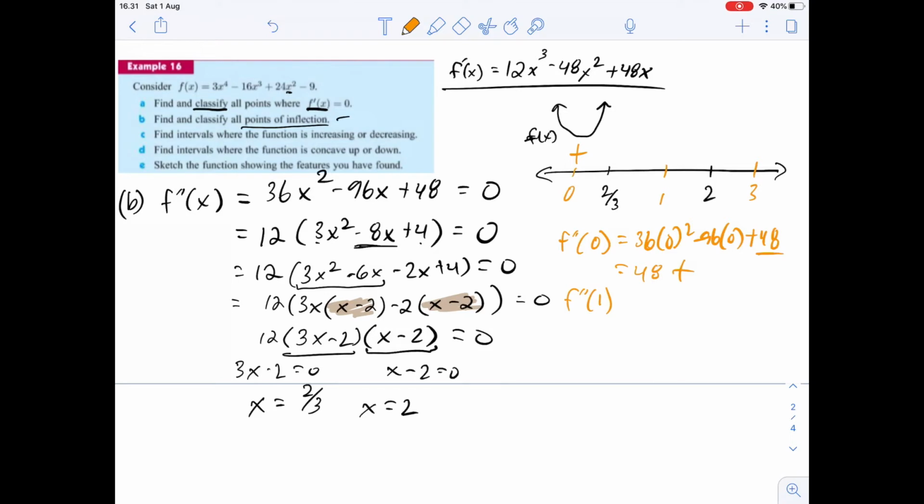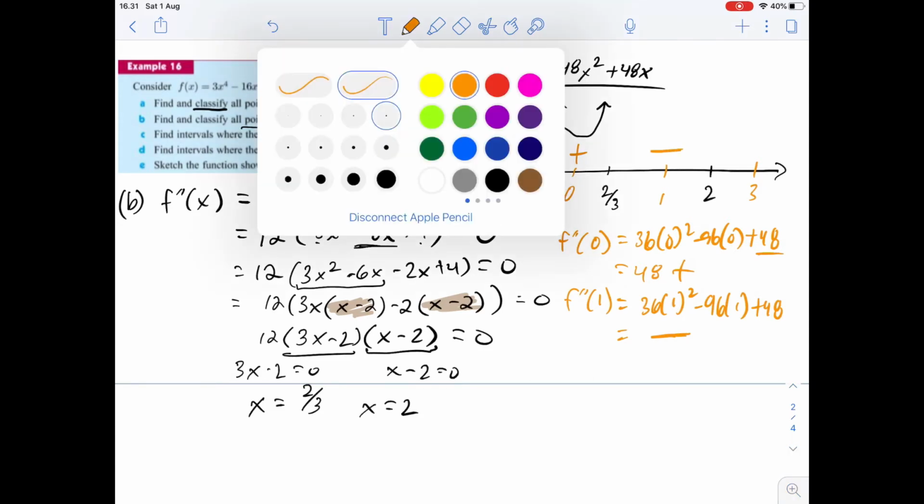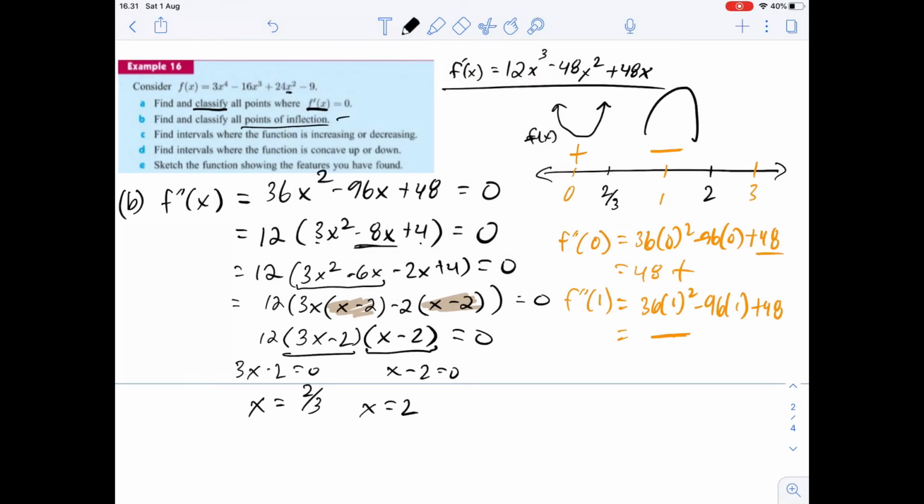Let's plug 1 into the second derivative. And when we do that, I get 36 times 1 squared minus 96 times 1 plus 48. I put this in my calculator, and this is going to be a negative number. So I'm just going to make this a negative. That means this will be negative, which tells me that my f of x will be concave down.